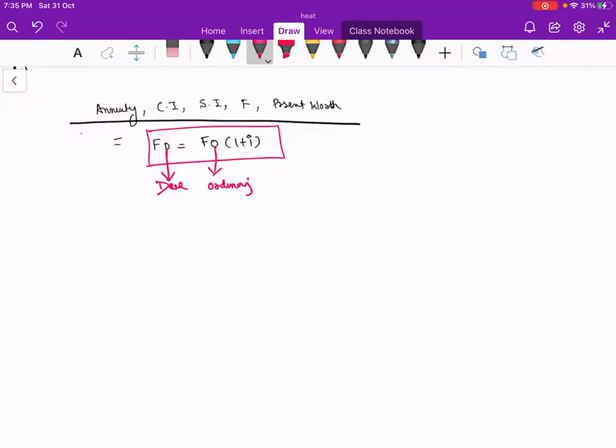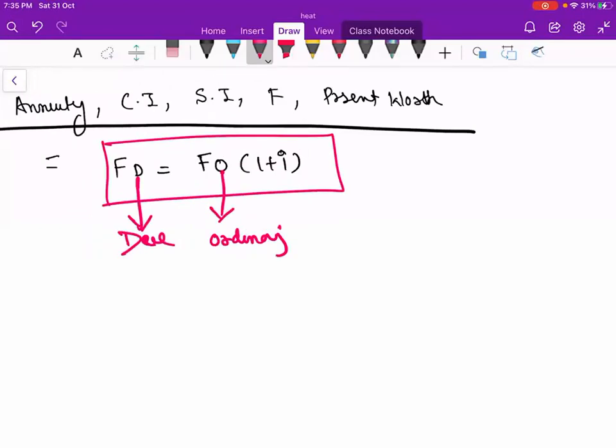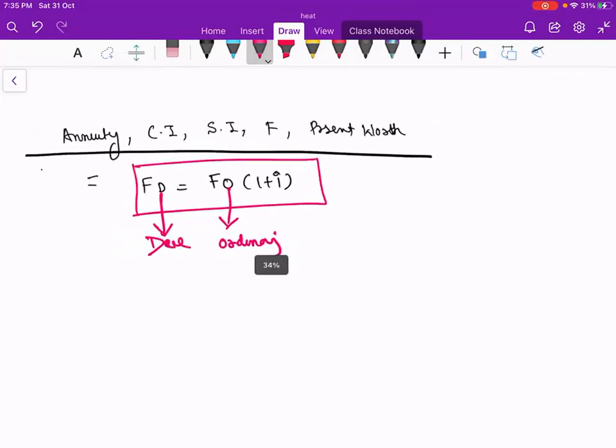See, D is due, D-U-E. I don't know the spelling actually, that is a foreign word. Just remember the D word. And this is ordinary, and by default we use ordinary. The spelling I also know.